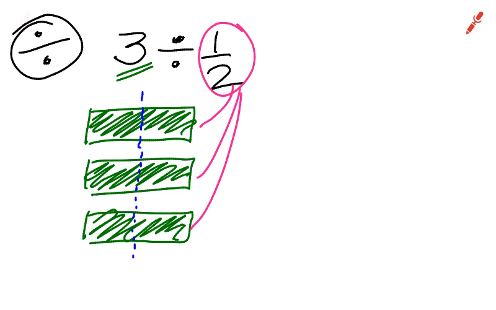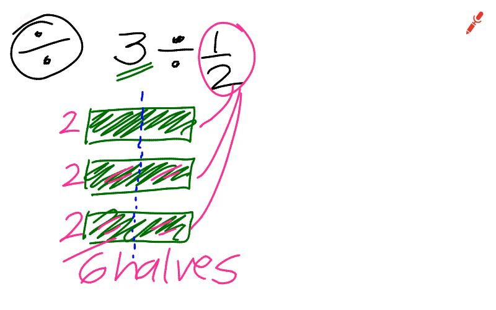So now we check again. How many halves in the first whole? Well, there are 2 halves here. In the second whole, another 2 halves. And of course, another 2 halves here. So in total, we have 6 halves in 3 wholes.